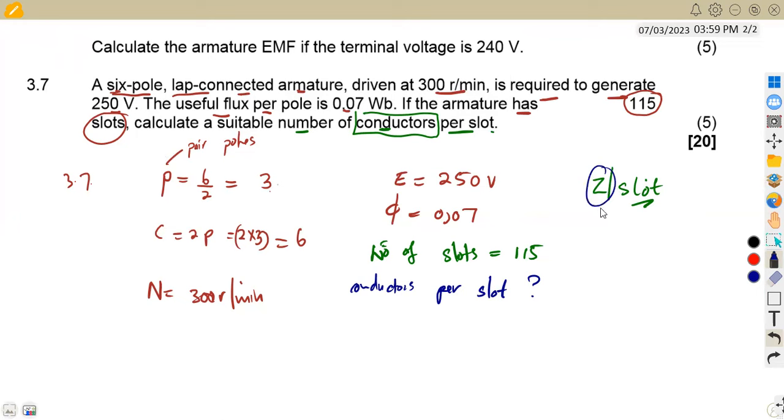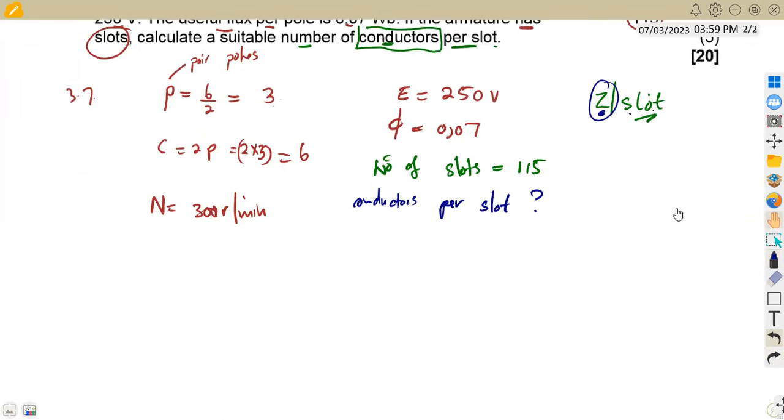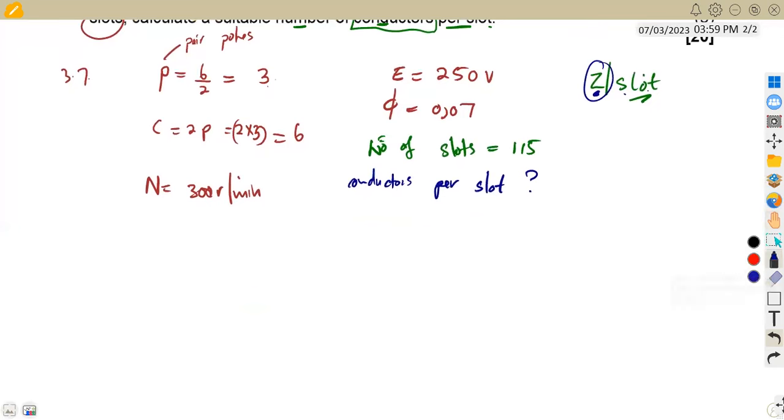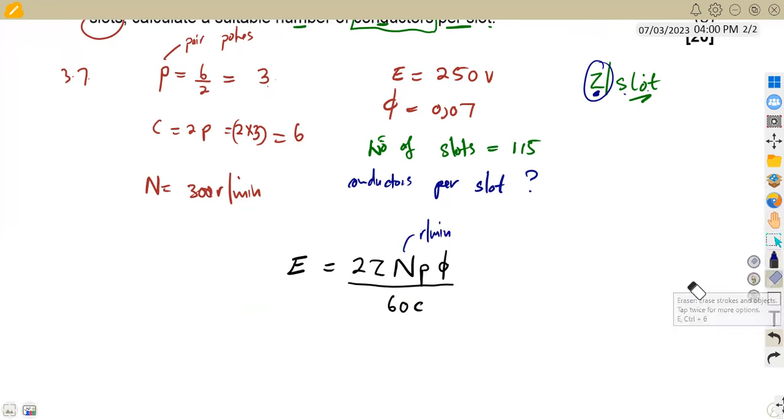Since we are talking about Z and the number of slots, let us just work on calculating the Z, because Z represents the number of conductors, and we have the generated EMF from our formula sheet. We are also given the generated EMF, which means there is no worry for us. But just to understand your formula is very, very important. Remember that the generated EMF is given in our formula sheet as 2ZNP times flux over 60C, provided that this N is in revs per minute.